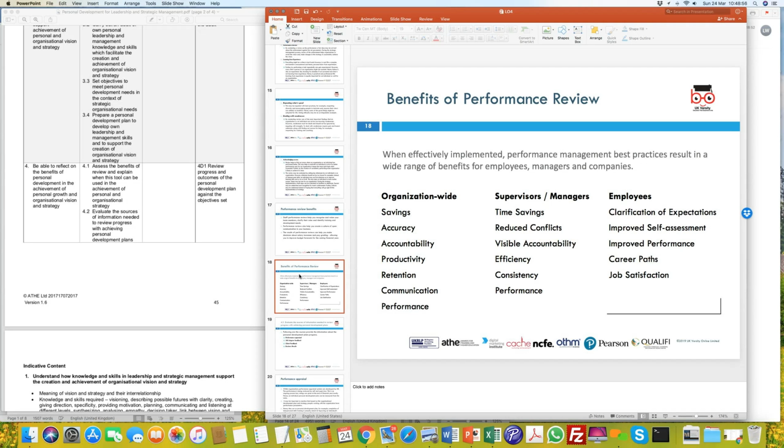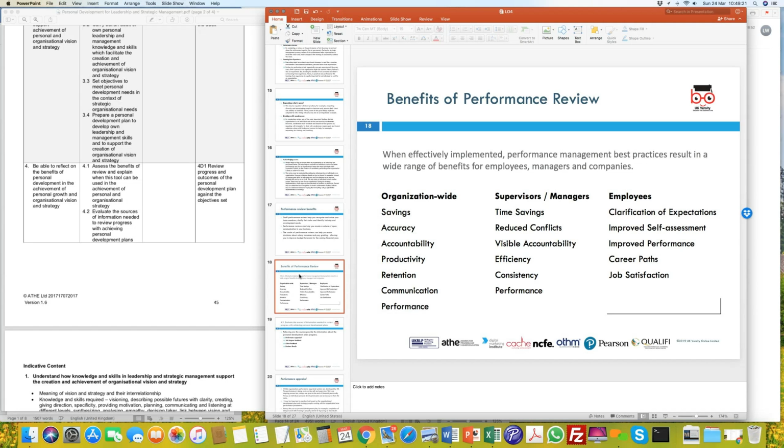Now they are implemented. When you look organization-wise, performance reviews are done to look at savings. They are looking at accountability, productivity. They are also looking at retention, retaining the best staff. They also are a system of communication, and last but not the least, they are an output of what the organization has achieved.